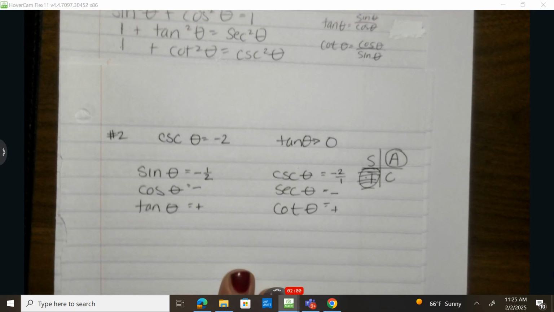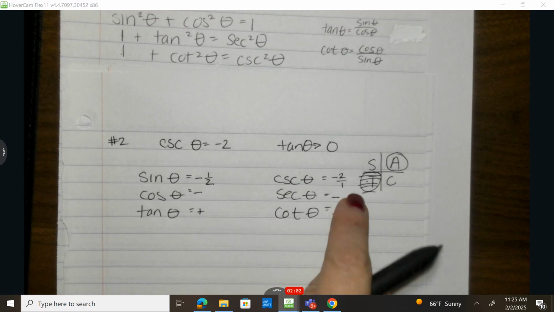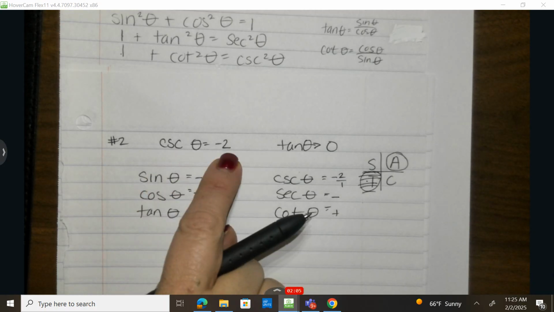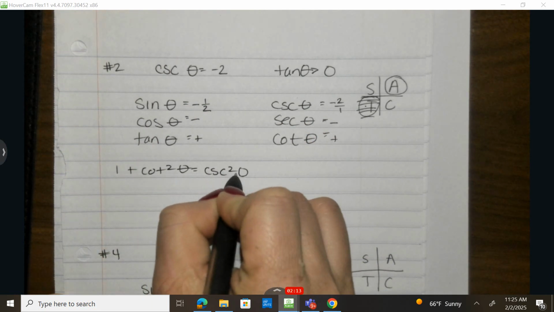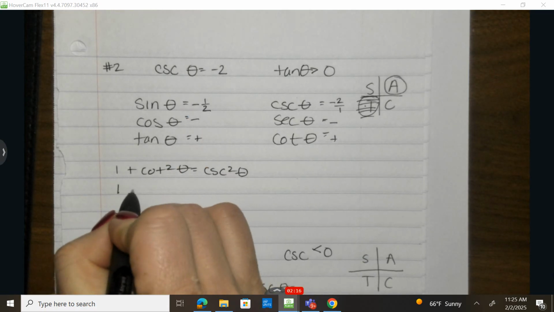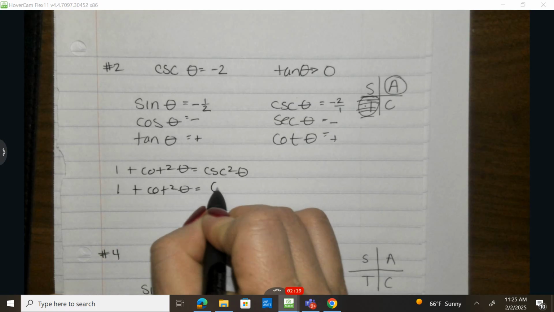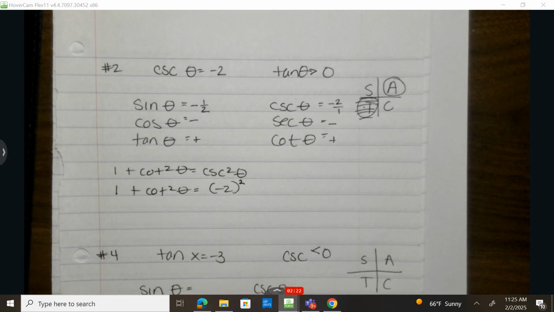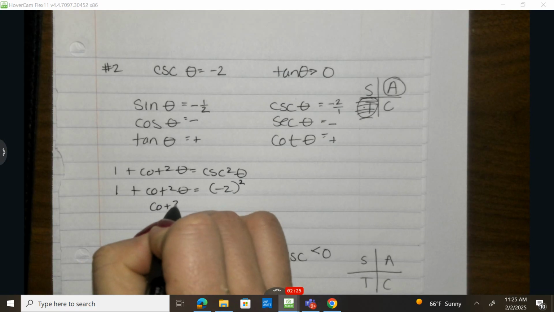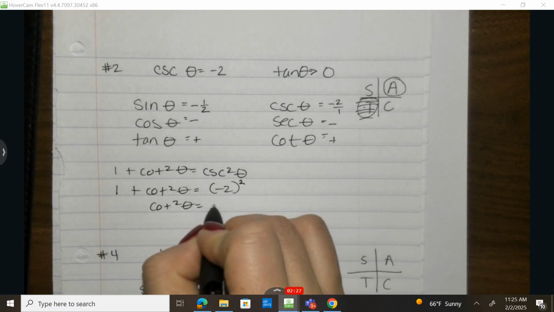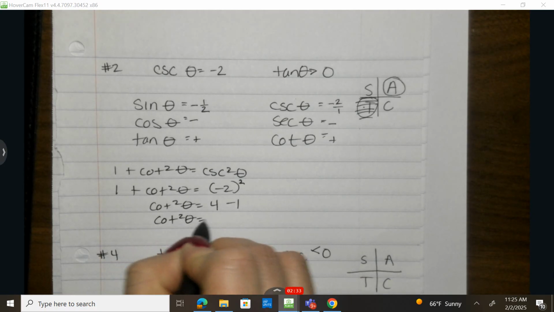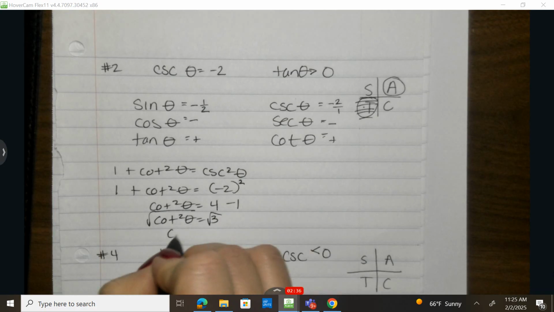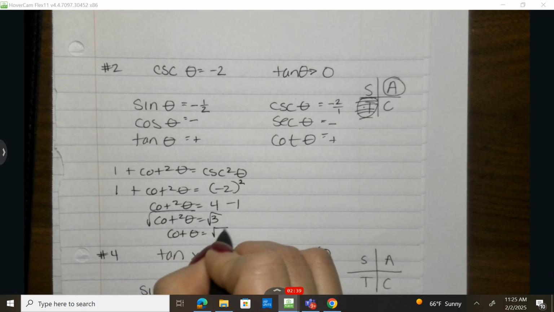How can we use our trig identities to now find the missing values here? Well, I know the cosecant is equal to -2, so I'm going to write down this last identity. 1 plus cotangent squared theta equals cosecant squared theta. And in place, I'm going to put a -2. And it's squared. Okay, now let's isolate the cotangent squared. -2 times -2 is 4. I'm going to subtract 1 to the opposite side. Cotangent squared theta equals 3. Taking the square root, I have the cotangent of theta is equal to the square root of 3.